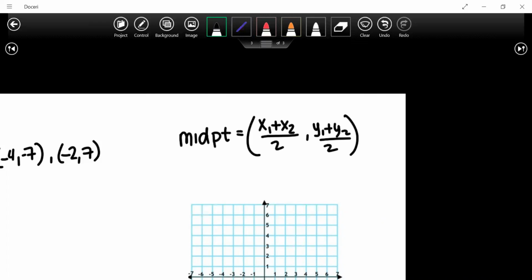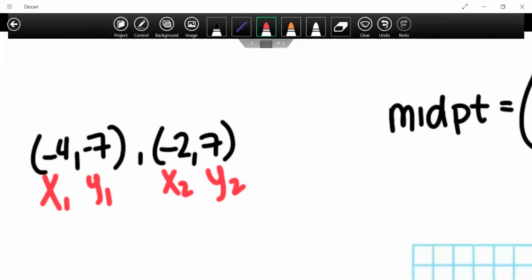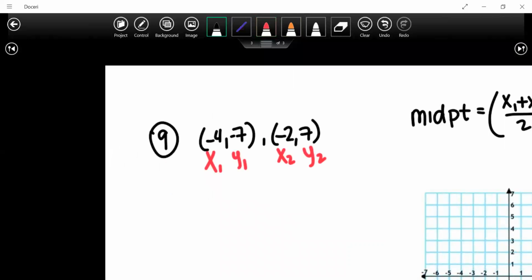And we're going to go ahead and write these out by marking them as x1, y1, x2, y2. And all we're essentially doing is we're going to take them and plug them in. Now, I know you guys probably graphed it, which is awesome. We're going to do that as well, but we want to show these first.